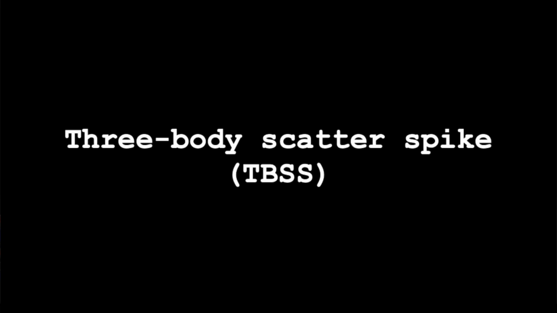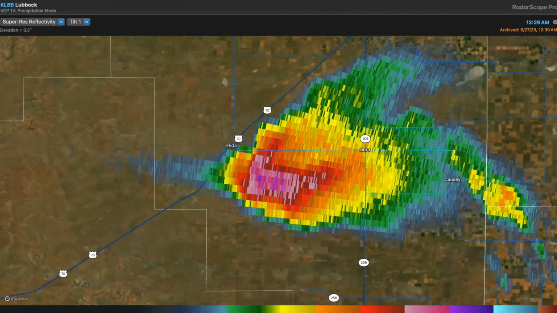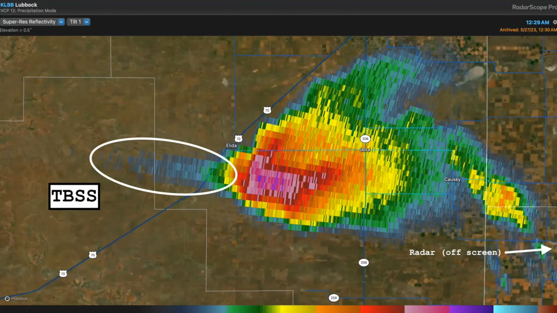One signature in particular that's an extremely reliable indicator of large hail is a three-body scatter spike, or TBSS. A three-body scatter spike, also called a hail spike, appears as a spike of slightly enhanced reflectivity that protrudes out the side of the storm opposite the radar. A TBSS is not comprised of precipitation or actual meteorological targets. Instead, it's an artifact that sometimes occurs as the radar beam interacts with large wet hail.